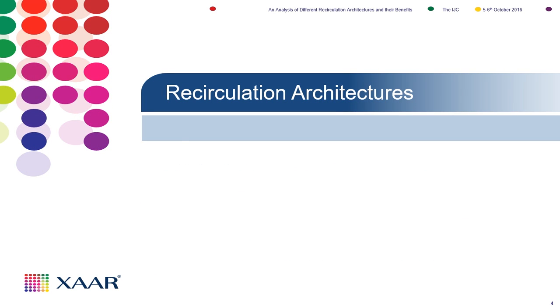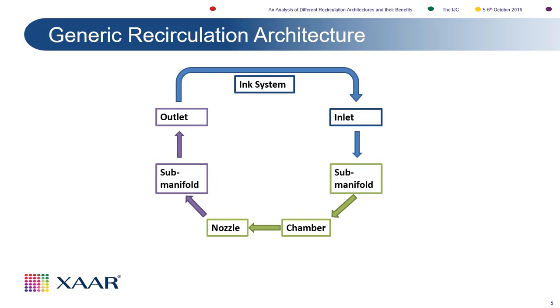So, recirculation architectures. I'll just introduce the components of recirculation and what we actually mean by recirculation. What we mean is an externally driven flow of ink through the printhead. So you have the ink system, and you create the flow through the printhead. And what I've got here is all the components of the printhead, so I can reference it when we compare different architectures.